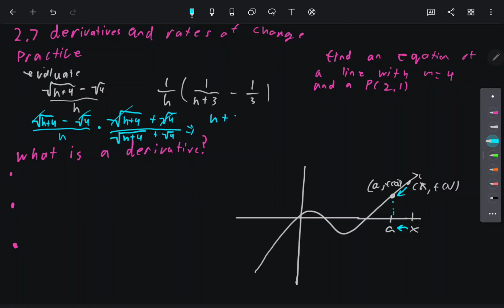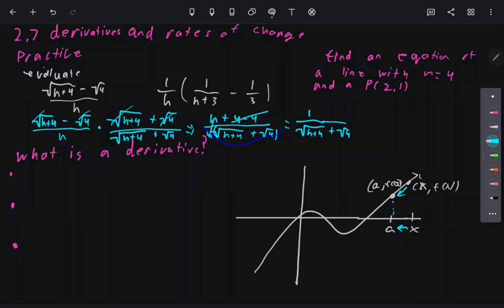So we are just going to get h plus 4 minus 4. All right. Well, and then in the denominator, we're going to get h times the square root of h plus 4 plus the square root of 4. Well, we are going to then be able to cancel these 4's, as 4 minus 4 is just 0, and cancel these h's. So we are really just left with 1 over the square root of h plus 4 plus the square root of 4. All right, so that's going to be our first answer.